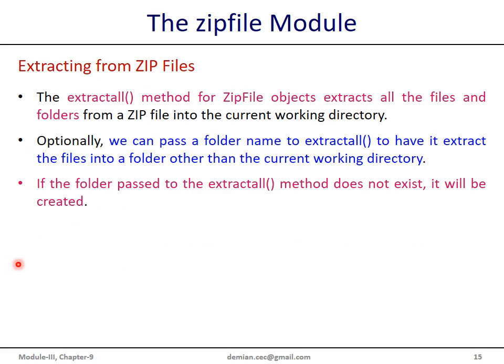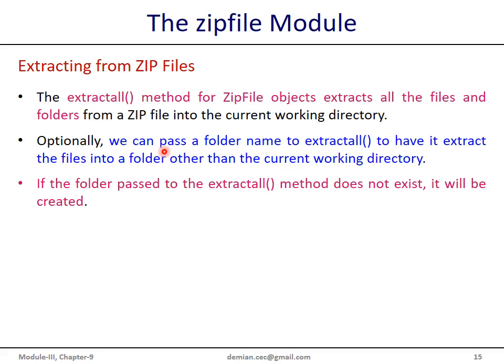Extracting the items from zip files. We have a method called extractall, which is associated with the zip file object, which will extract all the files and folders present in a given zip file, and it extracts into the current working directory.